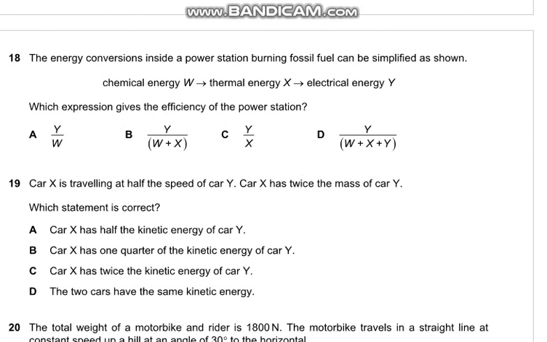Question number 18 says that the energy conversions are shown. The chemical energy is converted into thermal and then into electrical. What is the efficiency of the power station? So efficiency is the useful energy, which is Y, over the input energy, the total energy, which is W. So Y over W is the appropriate answer.